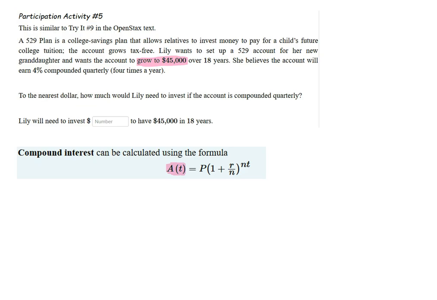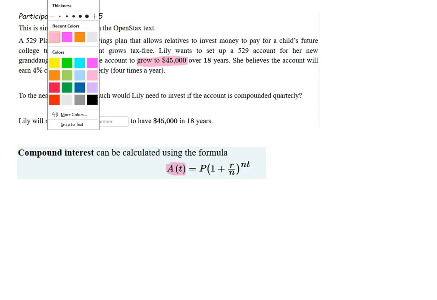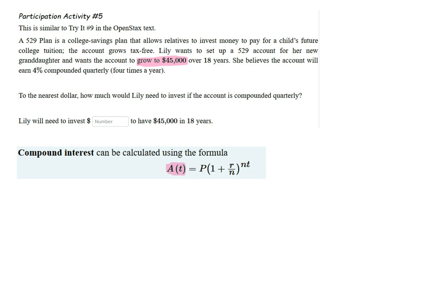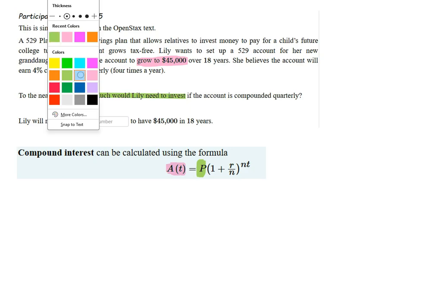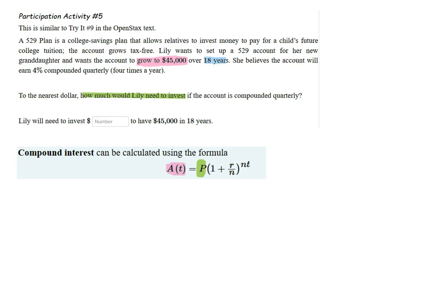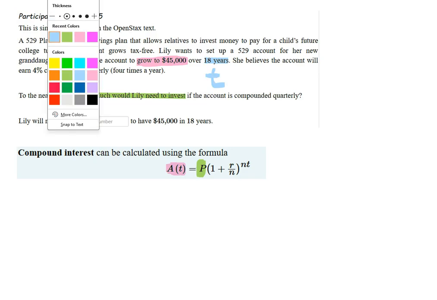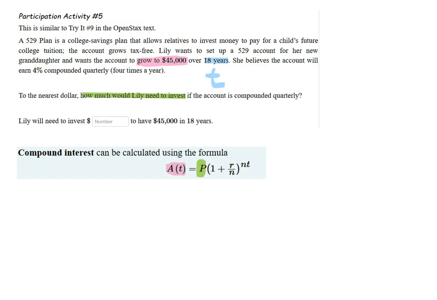She believes the account will earn 4% compounded quarterly, 4 times a year. To the nearest dollar, how much would Lily need to invest now? How much would Lily need to invest? That is the P right there. And it tells me that she wants it to grow over 18 years. So 18 years, that is your letter T. And the interest rate is 4%, so that's your little R.